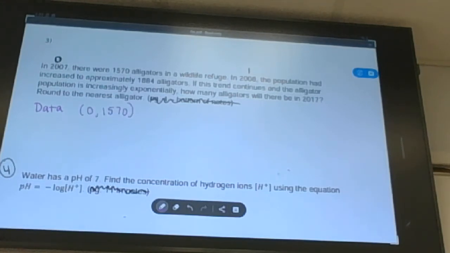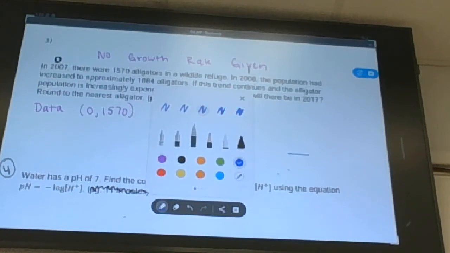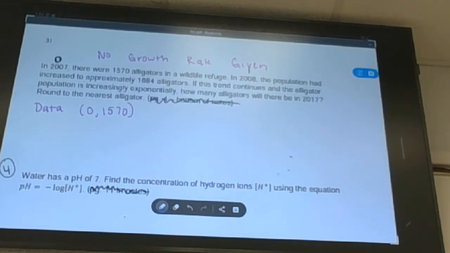You're right. Alright, so this problem doesn't tell us the growth rate. There's no growth rate given here. So we're going to use the data they provided. They said in 2000, and we're going to call that year 0, there was 1,570 alligators. By year 1, there was 1,884 alligators. If the trend continues, how many will there be in 2017? We have done this, and now it's all in words. It looks different.